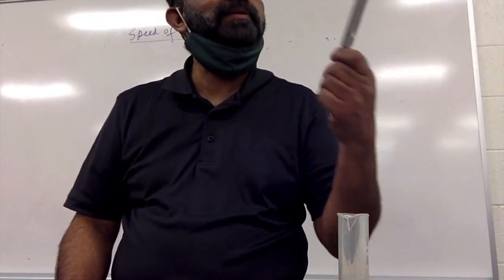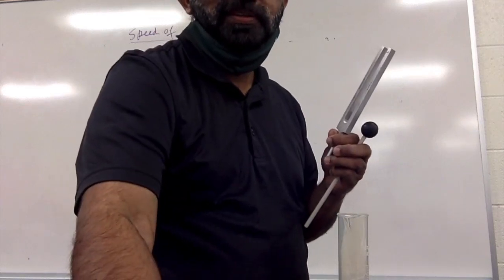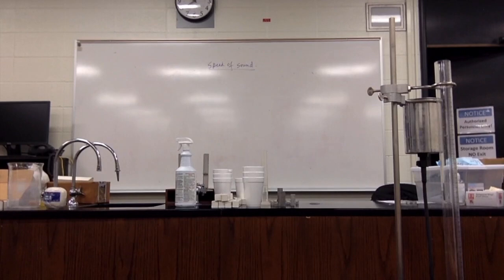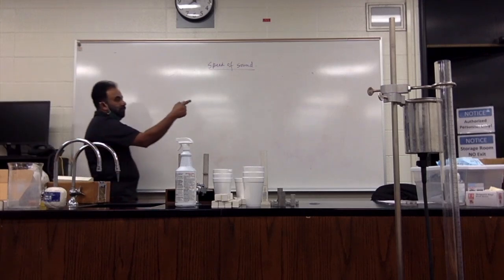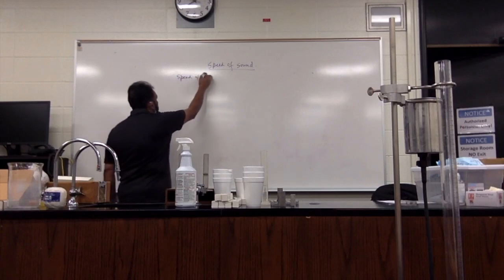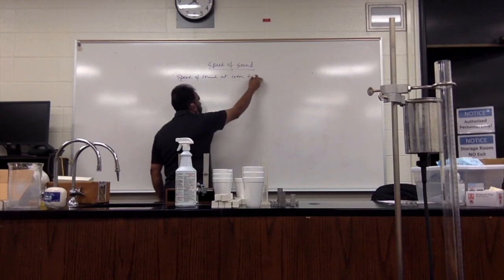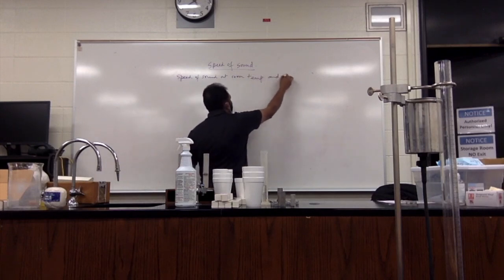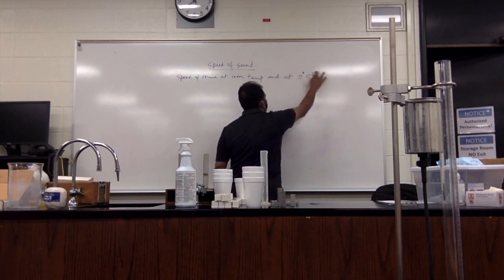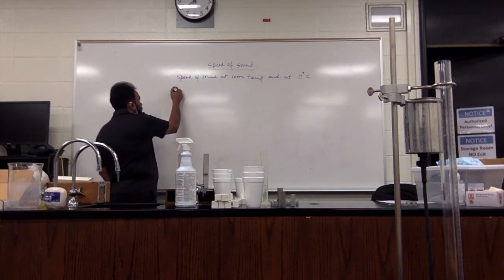Now when I look at a tuning fork, one student's aim of the experiment is to determine the speed of sound in the lab at room temperature, and at 0 degrees Celsius. That's what you're supposed to be doing. What are the materials required?